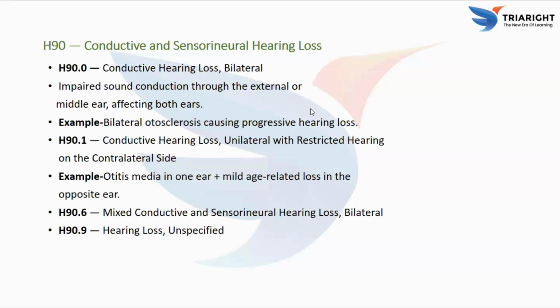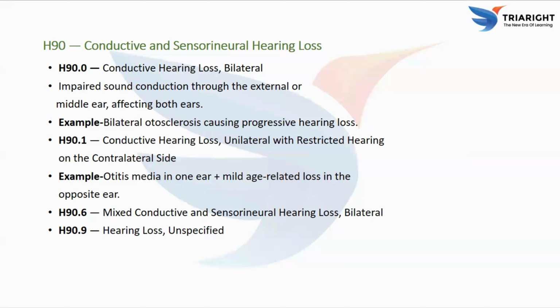So what does it mean? A conductive hearing loss occurs when the sound waves cannot efficiently travel through the external ear canal, tympanic membrane and the middle ear ossicles. Since it is bilateral, both ears have reduced sound conduction.